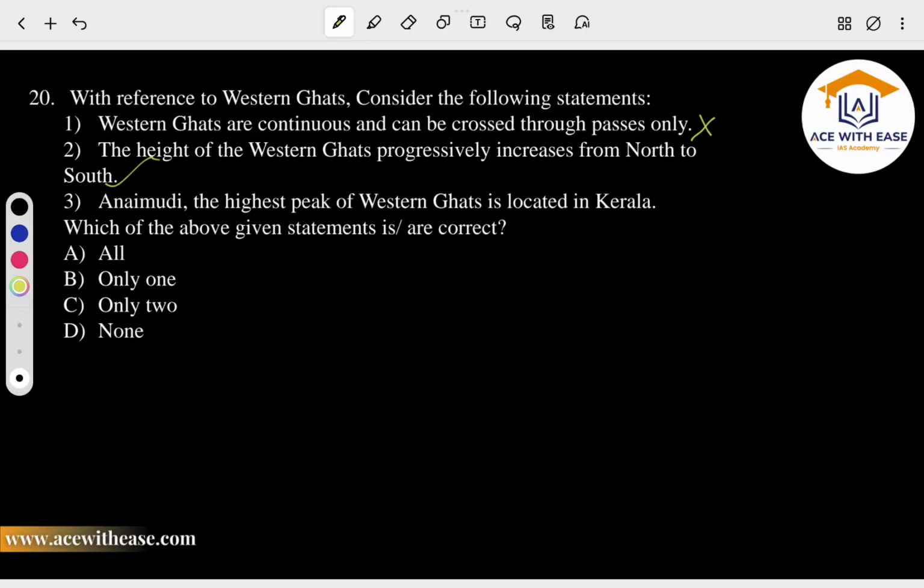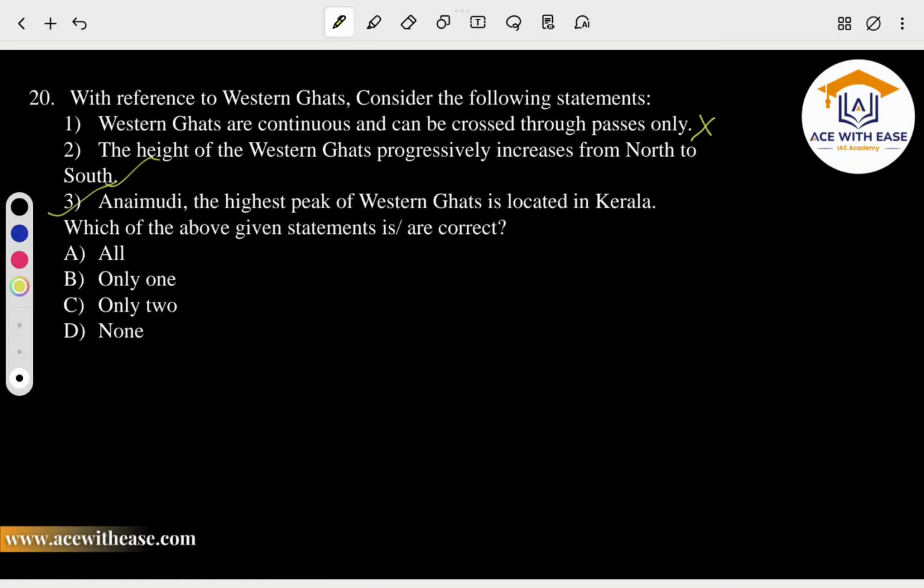Yes, this is correct. Can you see? So from the northern Sahyadri, central Sahyadri and the southern Sahyadris. In the southern Sahyadris, the average height has been increasing, more than 2500 meters height. Whereas the third one, option Anaimudi, the highest peak of Western Ghats, is located in Kerala.